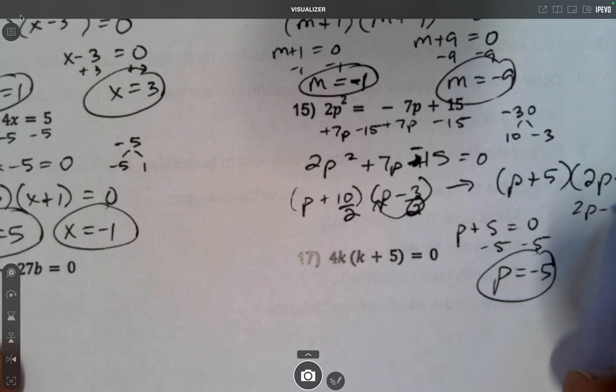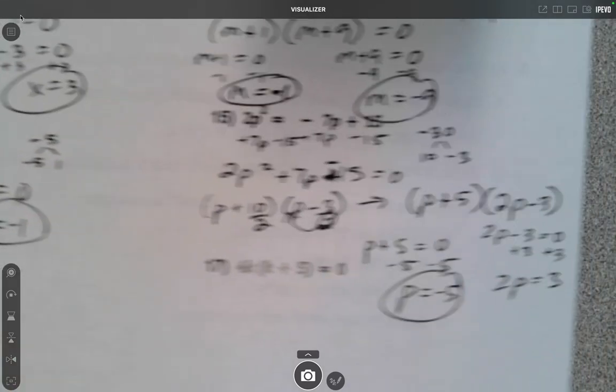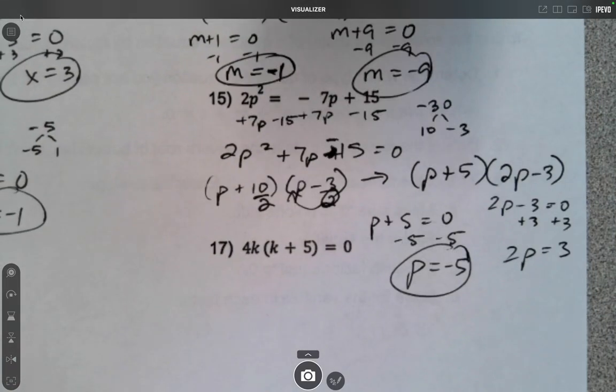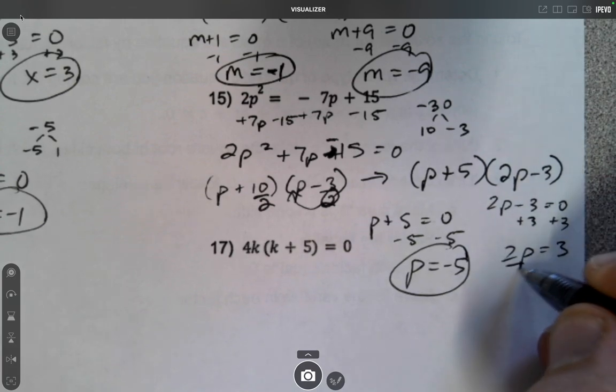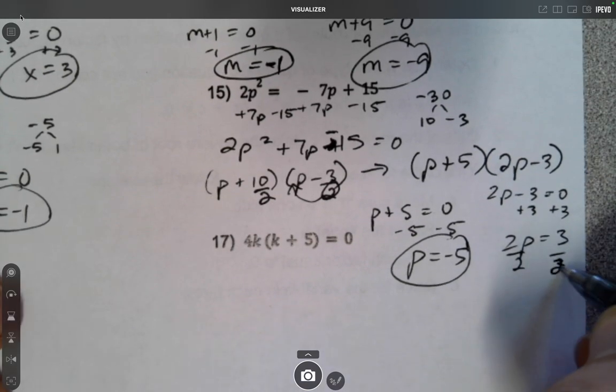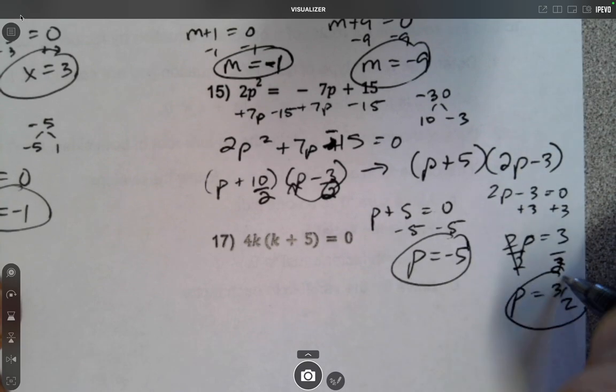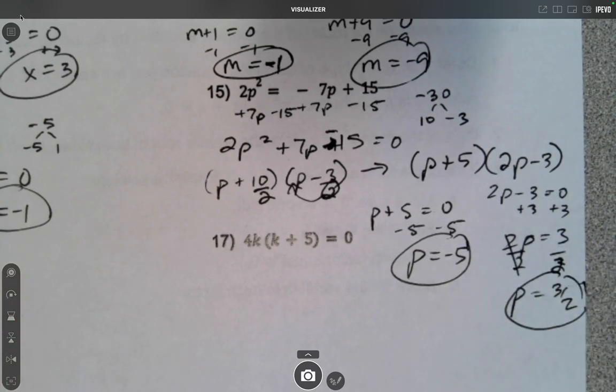Set this one equal to 0. We add 3 to both sides. Get 2p equals 3. Then we divide both sides by 2. And we get 3 halves. You can also say 1.5. That's not wrong, but it's more common that they leave it in fraction form.